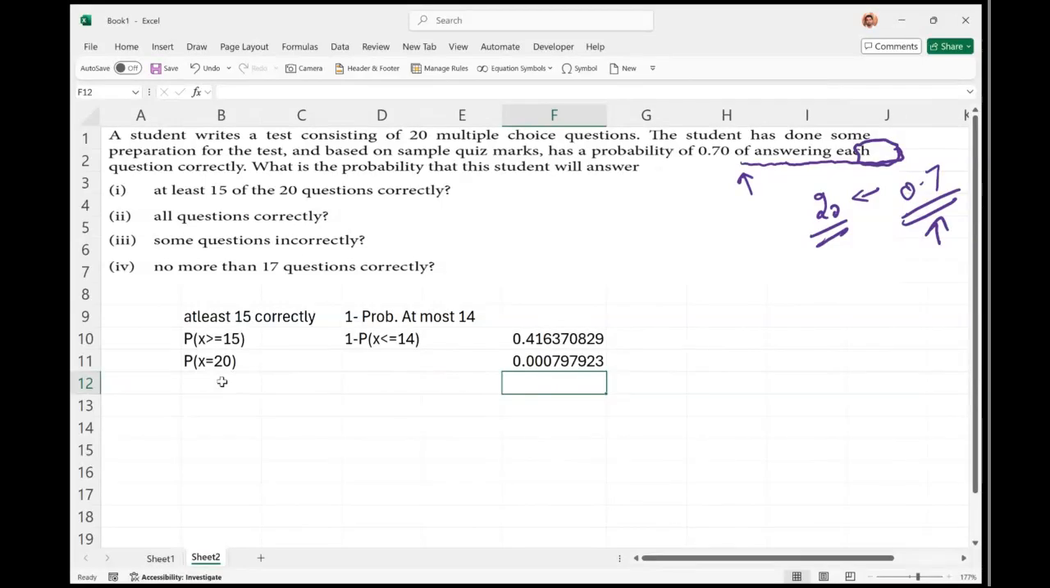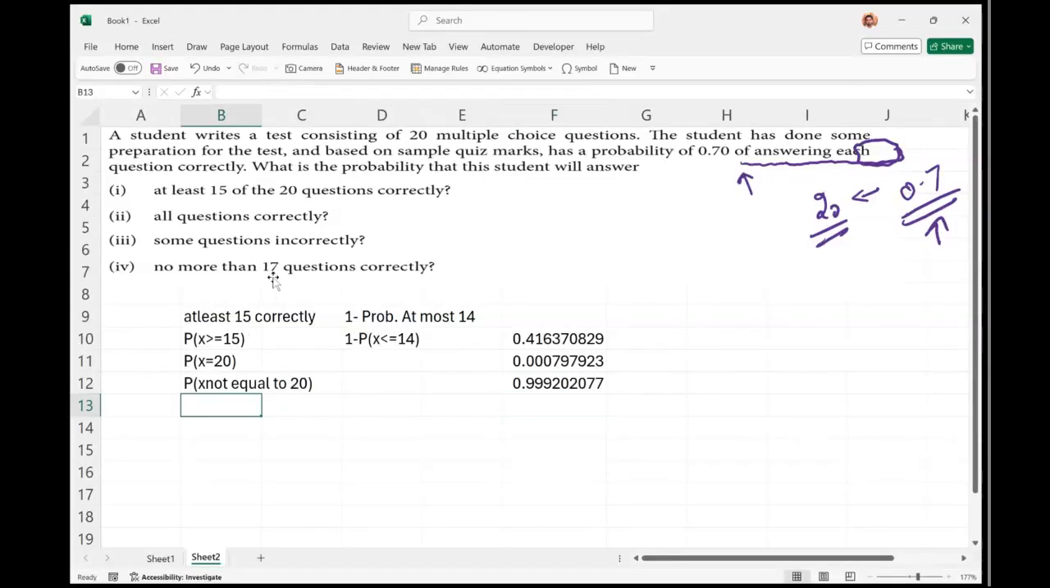And now the next one, some questions incorrect. Some questions incorrect means the probability of not getting exactly 20 right, X not equal to 20. It says some questions incorrectly. So that will be 1 minus the probability of getting all 20 correctly, 1 minus this number. That's going to give you the answer.